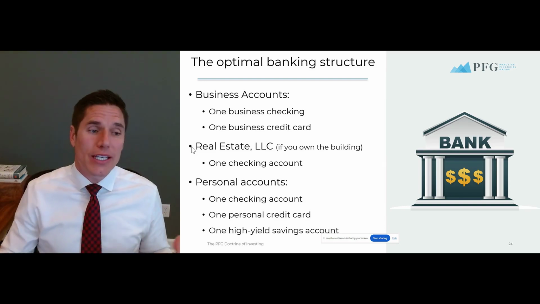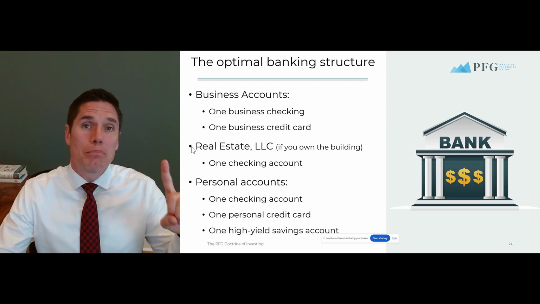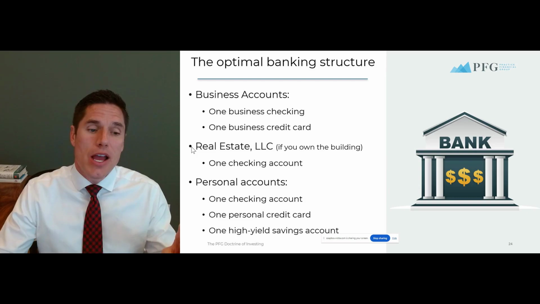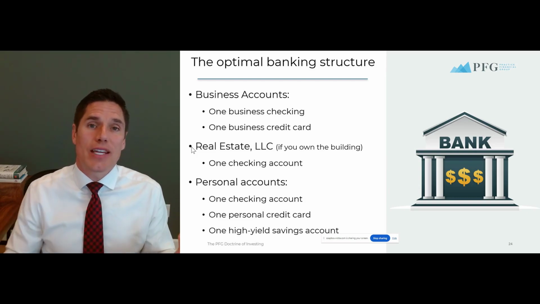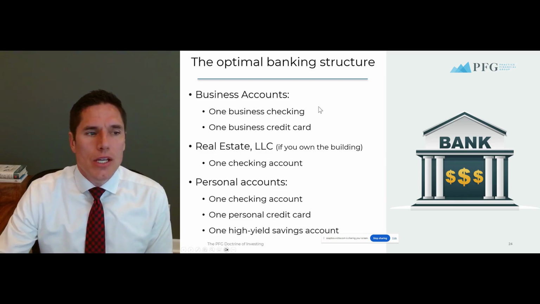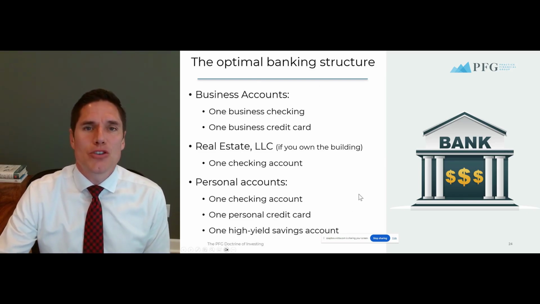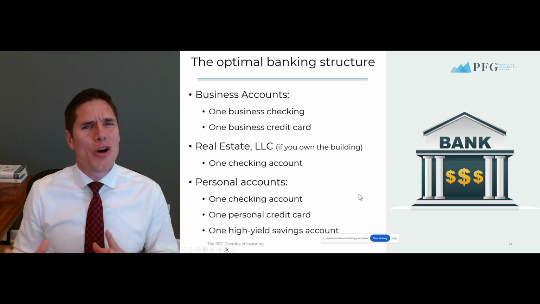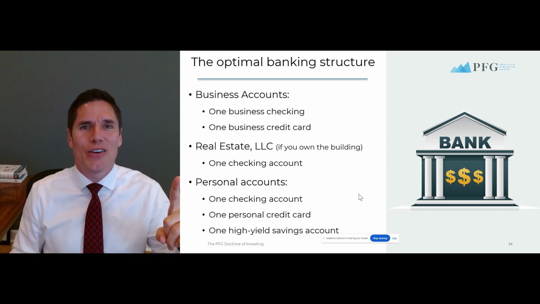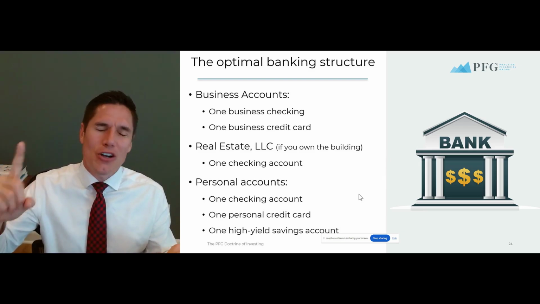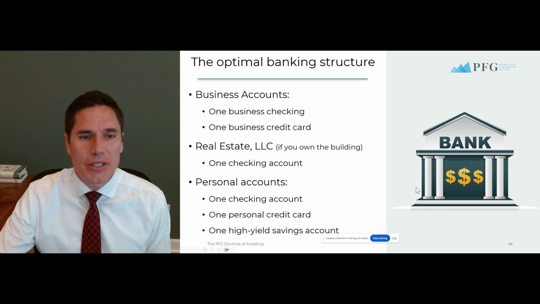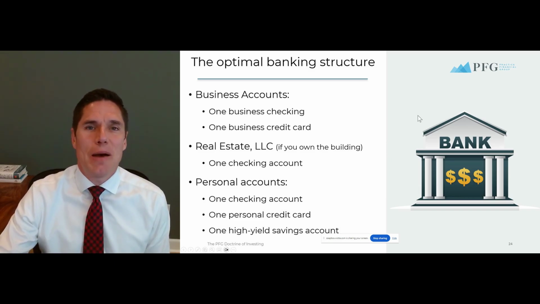And then for your personal accounts, we want you to have one personal checking account, one personal credit card, and one high yield savings account, like at Capital One or Marcus.com. So this is the optimal business banking structure. You get the pattern? One business checking account, one real estate checking account, one personal checking account, one business credit card, one personal credit card, not multiple. That's just complication and catastrophe waiting to happen.